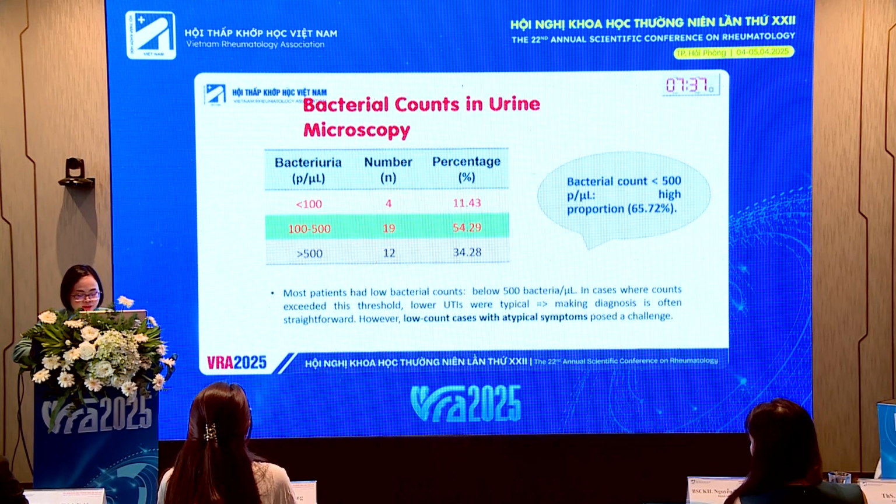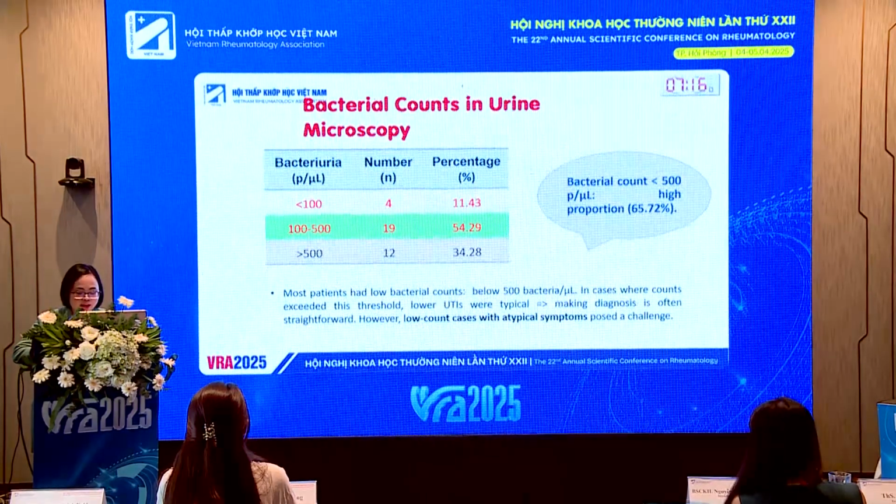And about bacterial counts in urine microscopy, this test showed that most patients had a low bacterial count, with the majority below 500 bacteria per microliter. In cases where the count exceeded this threshold, lower UTIs were often typical with clear symptoms, making diagnosis in this situation often straightforward. But low count cases with atypical symptoms pose a challenge.